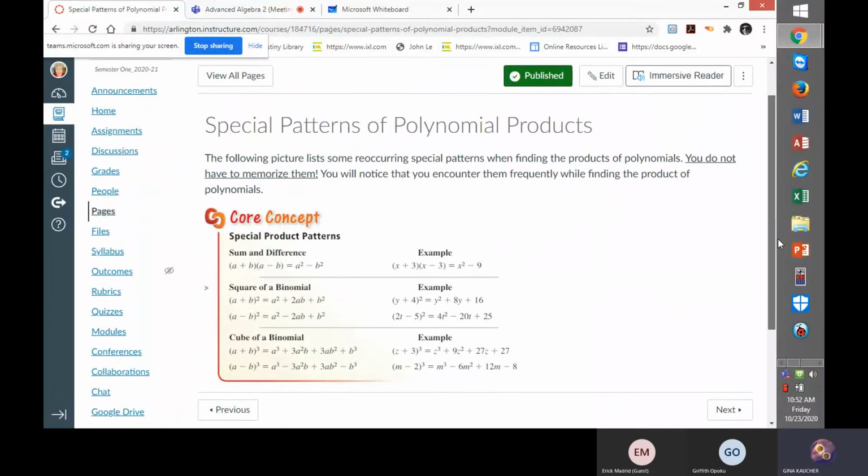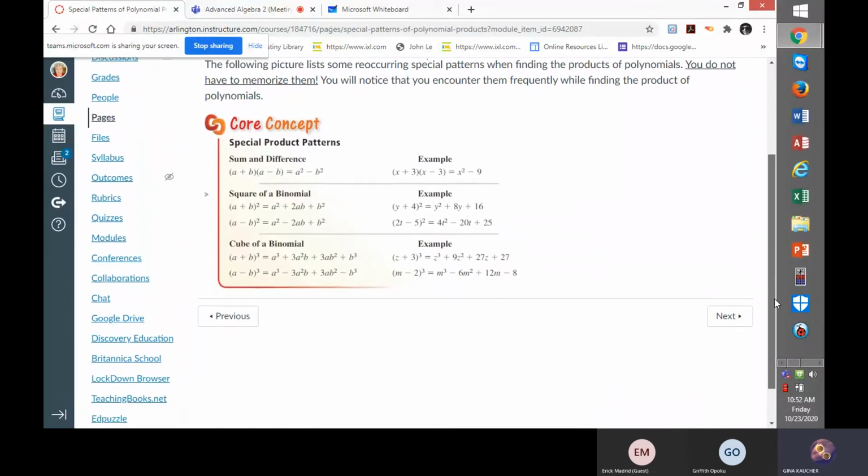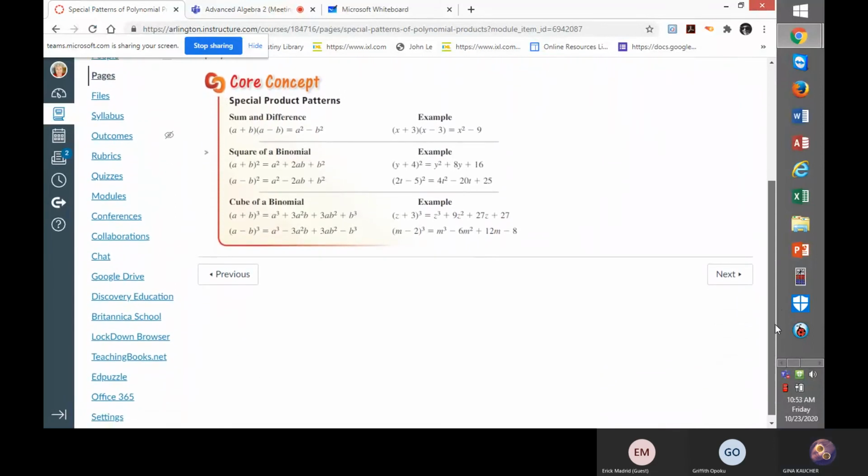Okay, last but not least, we have special patterns of polynomial products. You do have to know the first 3. You must know them because when you factor, you go backwards and you have to know what you're looking at. You have to get accustomed to what you're looking at. The first special product is where you have an a plus b times an a minus b, and you get a squared minus b squared. Such as if you have x plus 3 times x minus 3. They have to look the same but with a plus and minus sign.